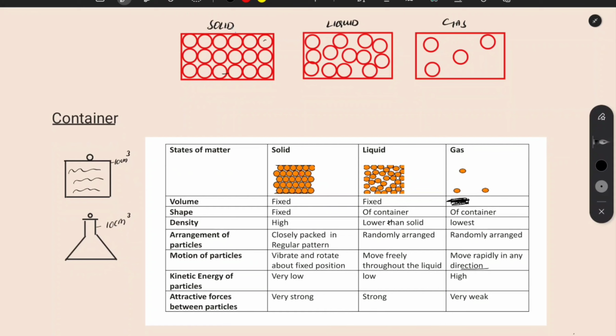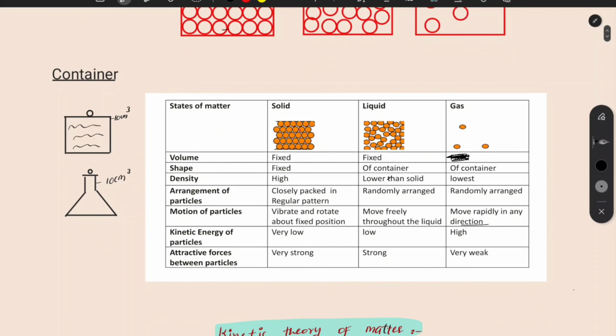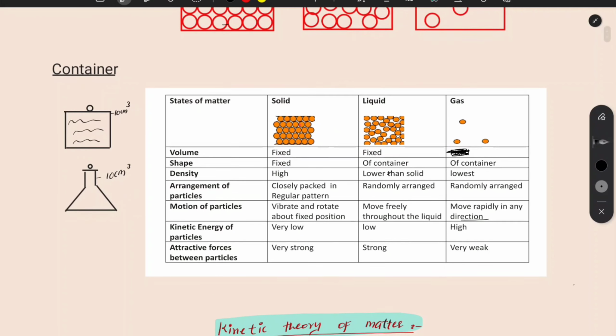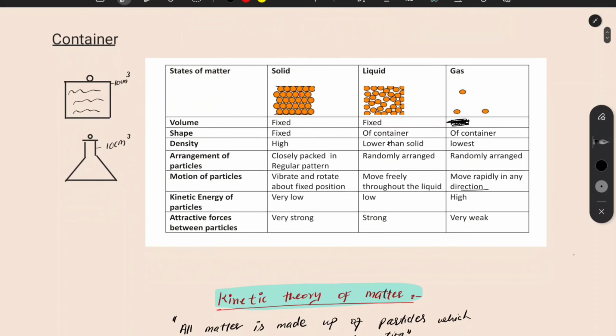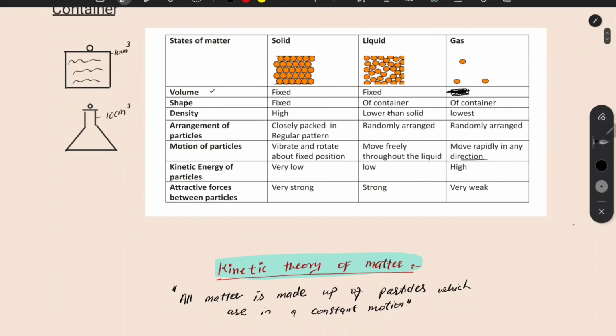Now matter exists in different states, and these are solid, liquid and gas. One more state is also present, that is plasma, but that is not in our syllabus. So how can we differentiate these three states of matter with respect to their properties? First of all, volume.